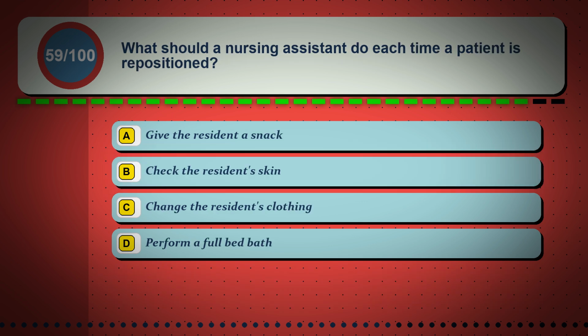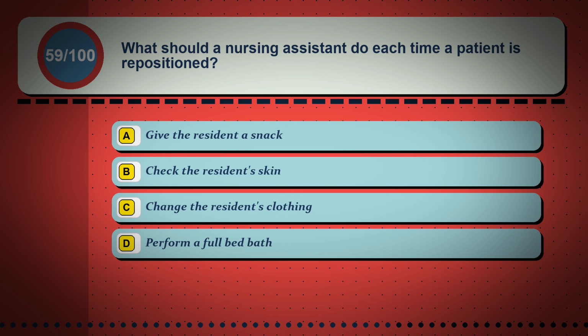Question 59. What should a nursing assistant do each time a patient is repositioned? Option A, give the resident a snack. Option B, check the resident's skin. Option C, change the resident's clothing. Option D, perform a full bed bath.